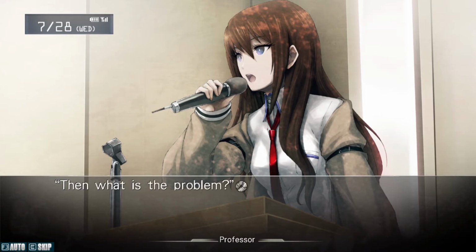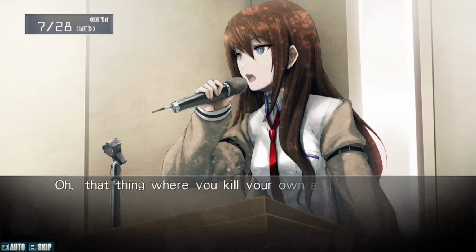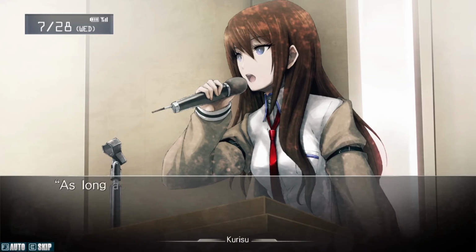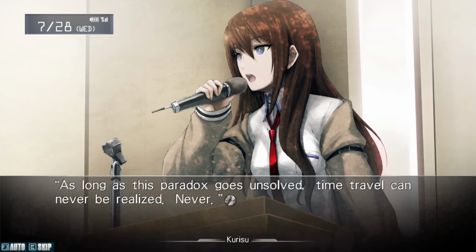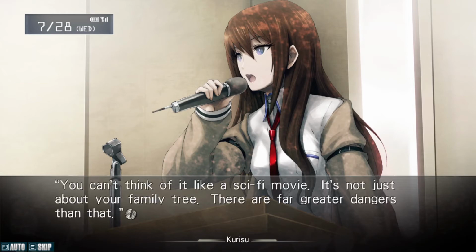Then, what is the problem? The time paradox of time paradoxes. In other words, the grandfather paradox. Oh, that thing where you kill your own ancestors before you were born? As long as this paradox goes unsolved, time travel can never be realized. Never. What if you just don't kill them? You can't think of it like a sci-fi movie. It's not just about your family tree. There are far greater dangers than that.